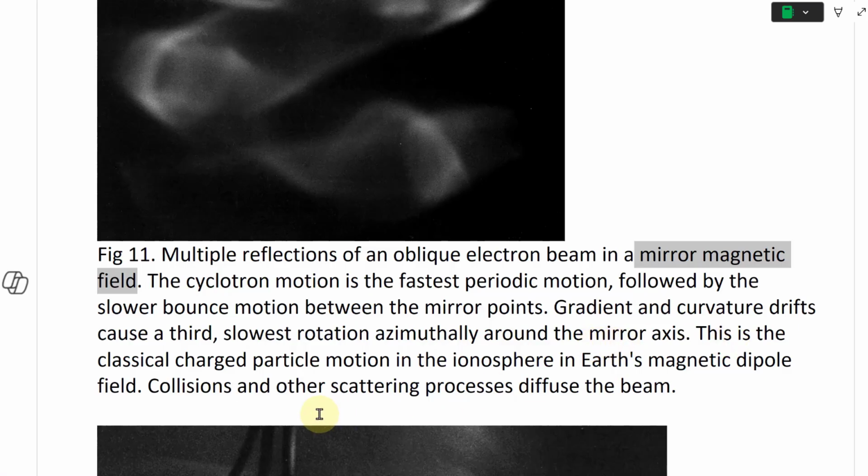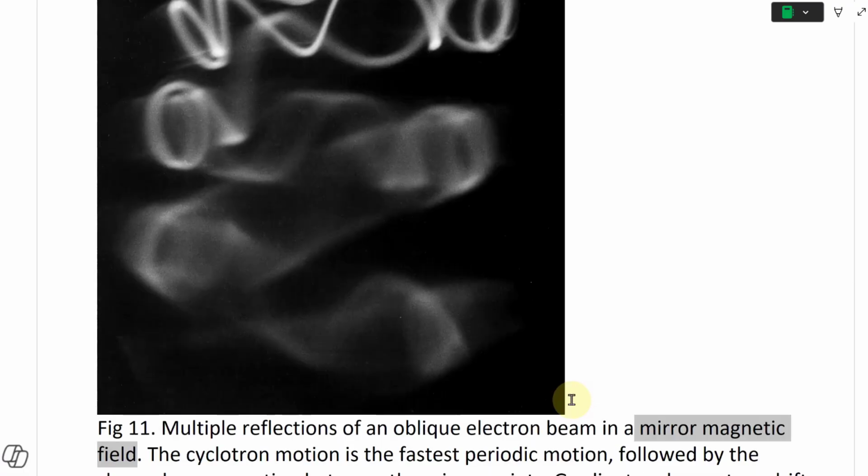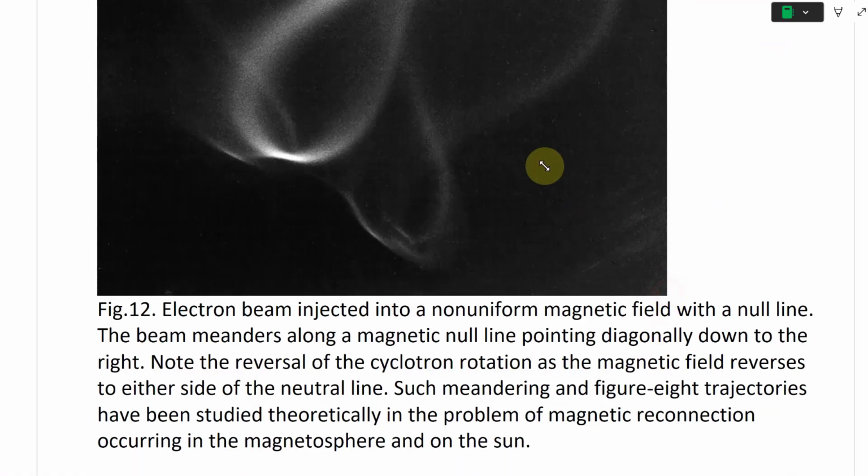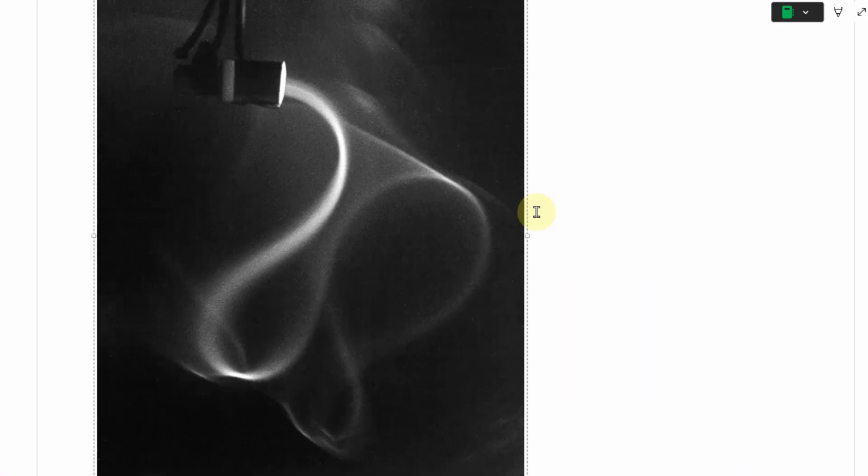This is the classical charged particle motion in the ionosphere in Earth's magnetic dipole field. Collisions and other scattering processes diffuse the beam. So this is the setup of what you see when charged particles are in the ionosphere in the Earth. You're going to see those northern lights and so on, and I'll talk about that in a bit. Again, this is a lot to digest, which I will do in a future video or live stream.